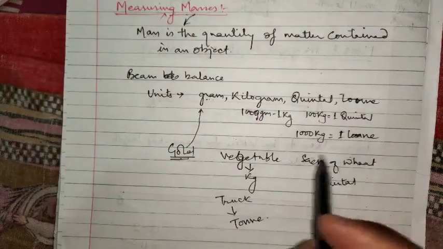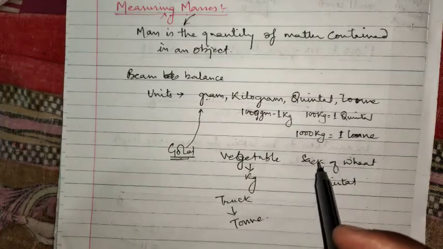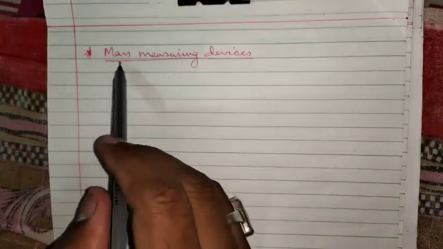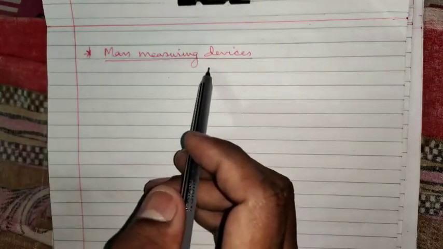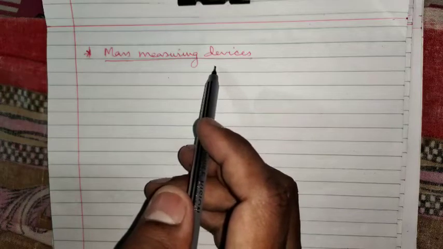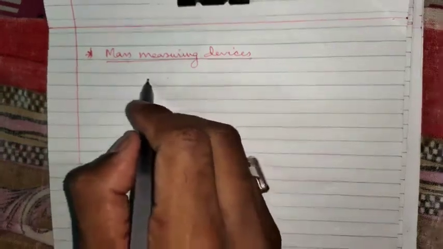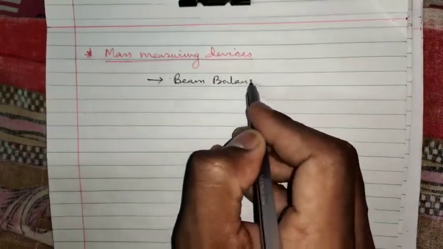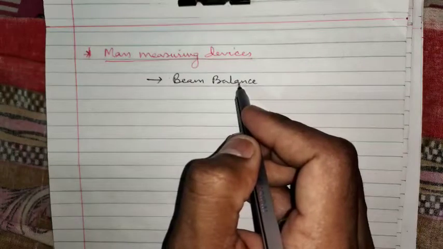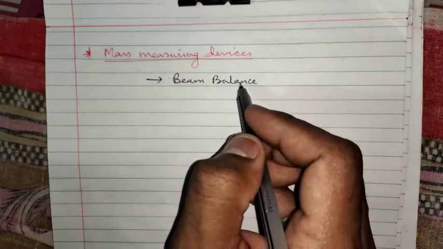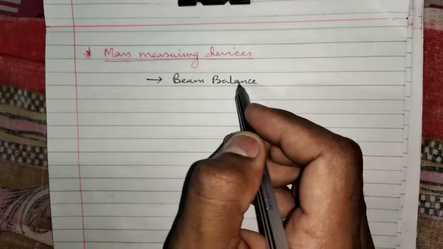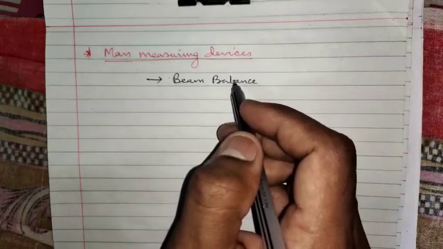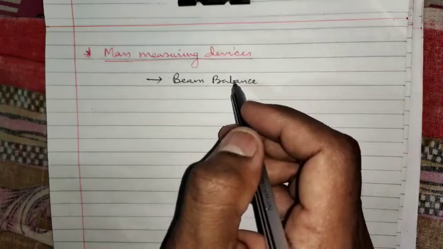Hope that this topic is clear to you. Next topic we will see is mass measuring devices. There are some devices which are used for measuring mass. The first mass measuring device is the beam balance. We have seen this beam balance in shops. In the vegetable market, the vegetable vendor measures the vegetables on a beam balance. You can see the figure of the beam balance on page number 31. It is given in your book.